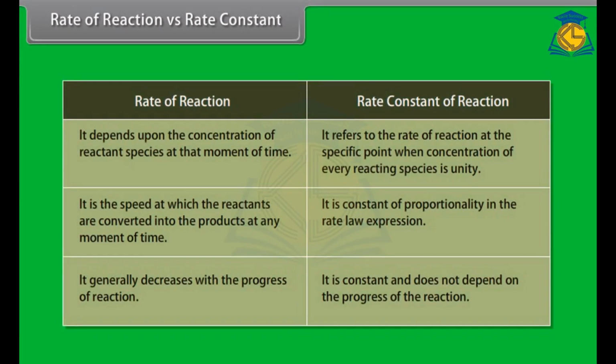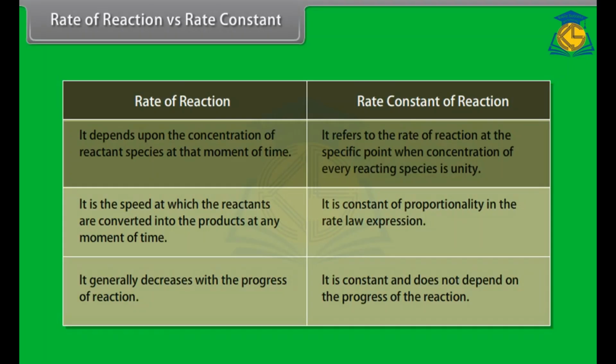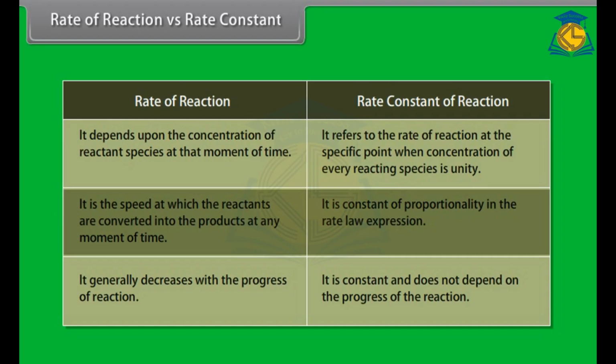Rate of reaction versus rate constant. The important differences between the rate of the reaction and rate constant of the reaction are: rate of reaction depends upon the concentration of reactant species at that moment of time, while rate constant refers to the rate of reaction at the specific point when concentration of every reacting species is unity. Rate of reaction is the speed at which the reactants are converted into the products at any moment of time, while rate constant of a reaction is the constant of proportionality in the rate law expression.